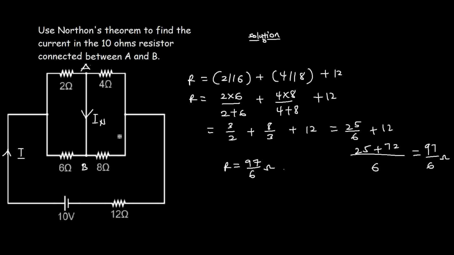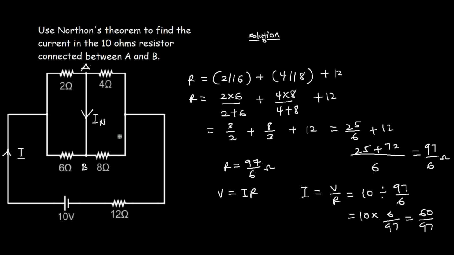Okay, so now that you know the equivalent resistance, you can calculate the total current in the circuit. You know that voltage equals the product of current and resistance. So you therefore have current equal to voltage over resistance. So that will be 10 divided by 97 on 6, which is 10 times 6 on 97. So this will be 60 on 97 amperes. That's the total current in this circuit.